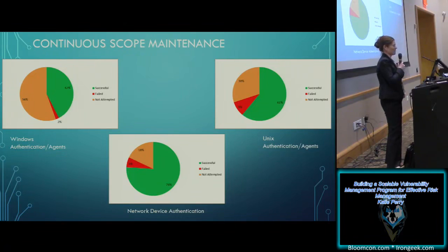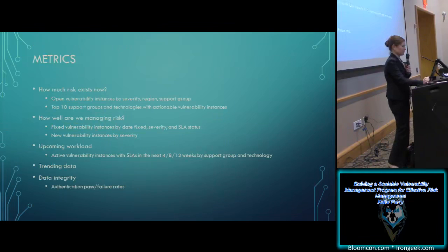Continuous scope maintenance. Again, the environment is always changing. New servers are coming on. Servers are being decommissioned. New vulnerabilities are coming up. New applications. So that's something you always have to keep current. You want to make sure you're always having authenticated access to the host, whether it's through credentials or agents. So you want to have a dashboard for yourself in your interface that's going to show you these authentication reports.